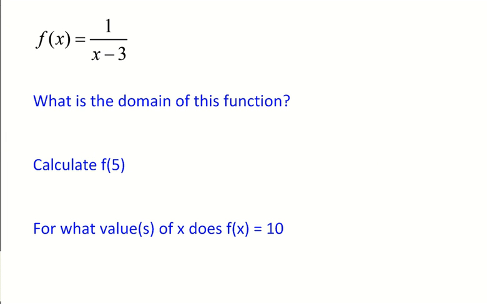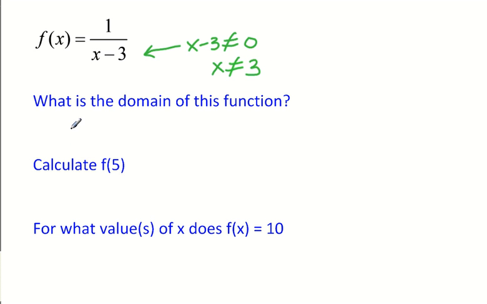All right, let's move on to an example with a formula. So here's a formula, f of x equals 1 over x minus 3. And our first question is, what is the domain of this function? And what we need to remember for this is, of course, we can't divide by 0. So we know that this denominator, x minus 3, cannot equal 0. And if I solve this, that means x cannot equal 3.